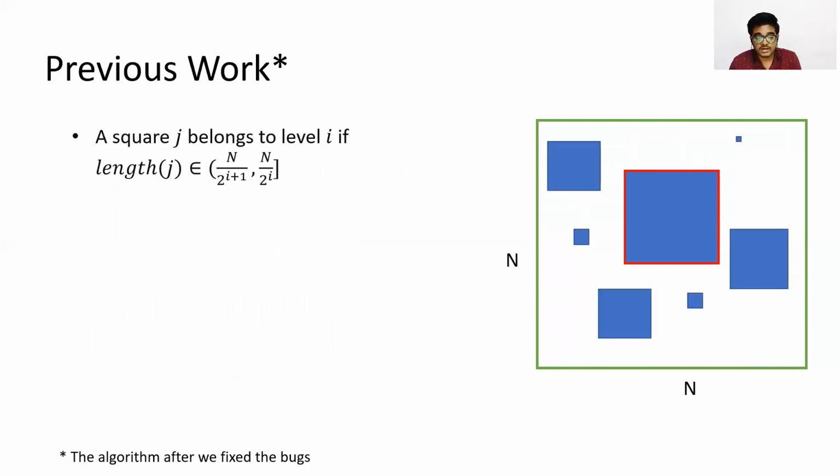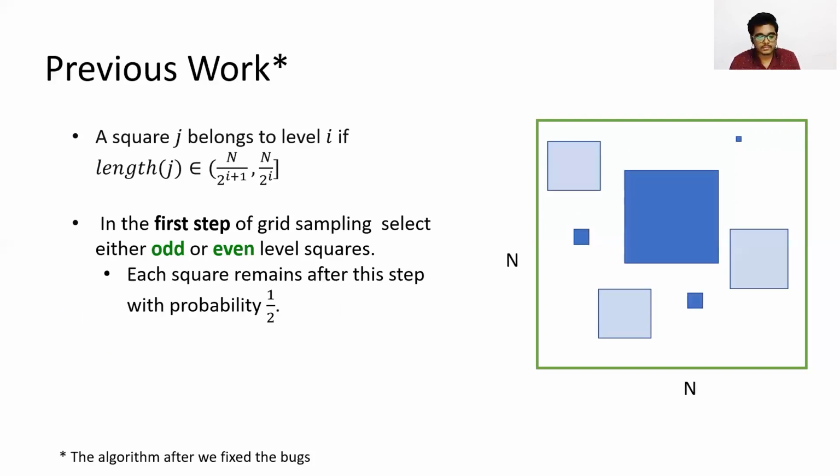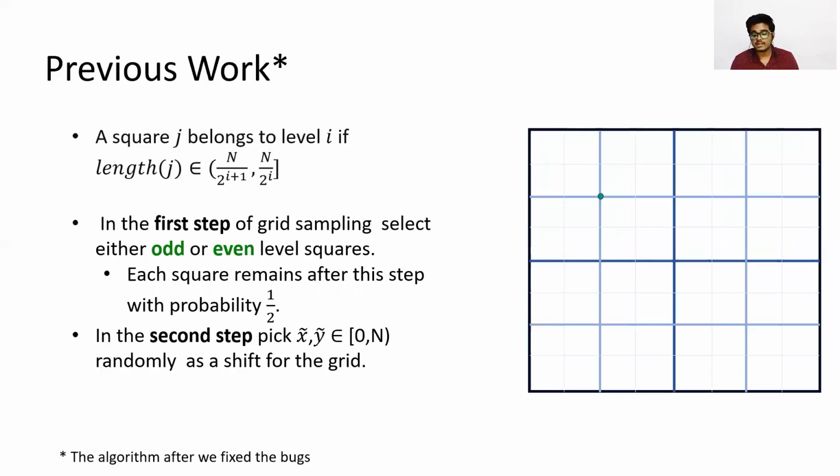Right. So let us see how the basic constant extraction algorithm goes. The squares are divided into a hierarchy of levels. A square of length in this range is said to be in level i. And in the first grid sampling, we either select odd or even level squares randomly. Each square remains with probability half in this step. This is a new sampling step that we added to fix some problems that were there in the previous algorithm. And in the second step, we pick a random x and y to shift the grid.